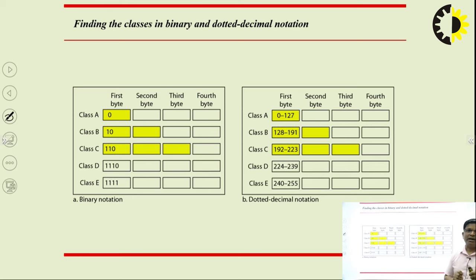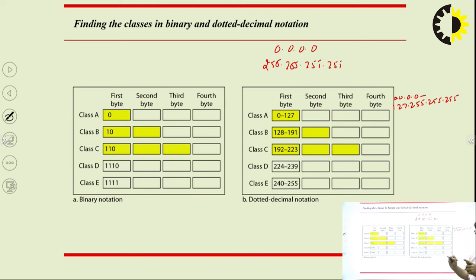The complete range is given as 0.0.0.0 to 255.255.255.255. So we can write 0 to 127. This is the first block. Whatever the digit in the second block, it can be anything. So the range of class A is given as 0.0.0.0 to 127.255.255.255. This is the class A range.